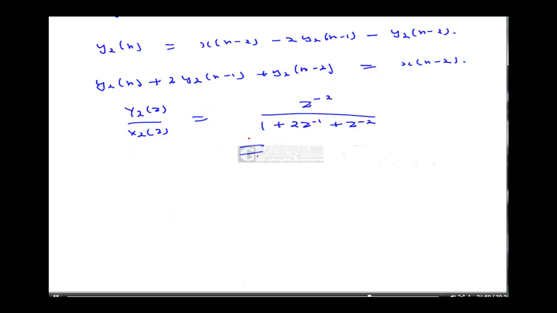This is the expression for y2z by xz. Taking the third part of the same question, we need to find y2n if xn is equal to 1 for n equal to 0 and equal to 0 at other values of n. Then we need to find y2n.